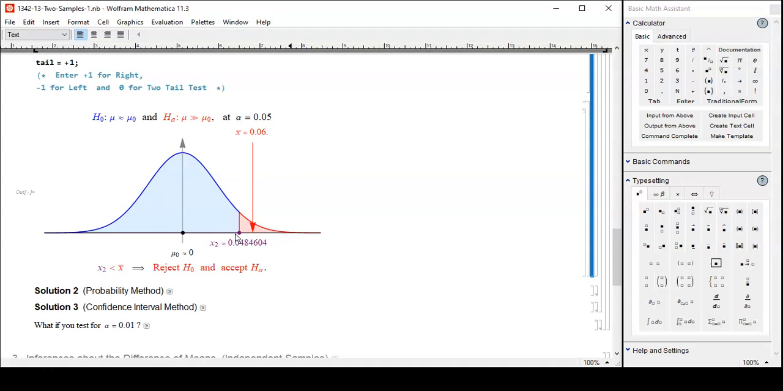This threshold or critical value is about 0.04846, definitely less than 0.06. So the 6% point difference is far away from null, too far away from the null, so that you have to reject the null and take the alternative hypothesis. In other words, the salesperson's company has higher defective rate.